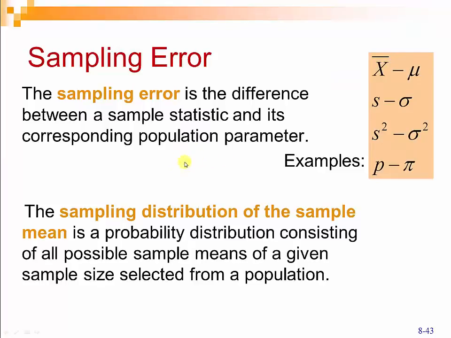So the sampling distribution of the sampling mean is a probability distribution consisting of all possible sample means of a given sample size selected from a population. So how can we make an accurate prediction about the possible success of, say, a newly developed pharmaceutical? If we sum the sampling errors over a large number of samples, the result would be close to 0.